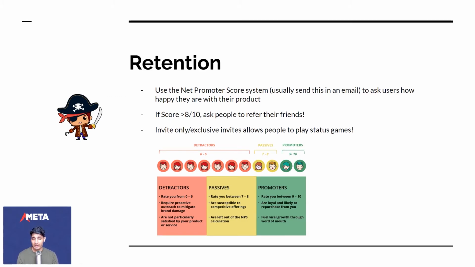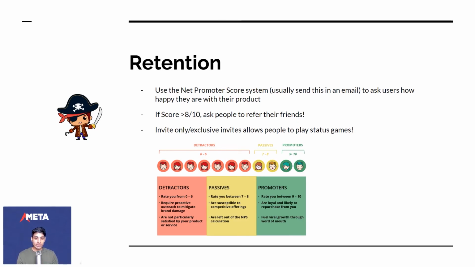And you usually send this in an email and you ask users how happy they are with the product. If they score above 8 on 10, you should ask them to refer the product to their friends, right? If you've been through the meta psychology content or the meta management content, you'll understand how people like playing status games, right? So invite only or exclusive invites, they allow people to feel like they're playing status games. So it allows people to rank higher because they feel like, oh, only I have an invite. And Snapchat did this in the earliest days, or Dota did this in the very early days, where only a few people had the invites and only they had the ability to give it across. And they were the ones, in fact, that drove most of the traffic to the platform.